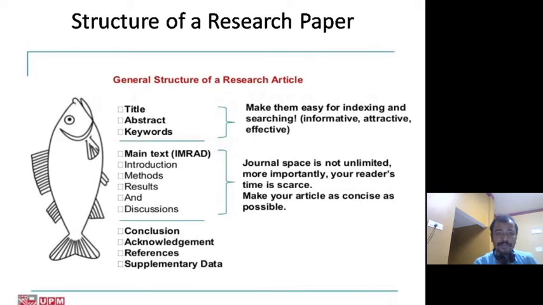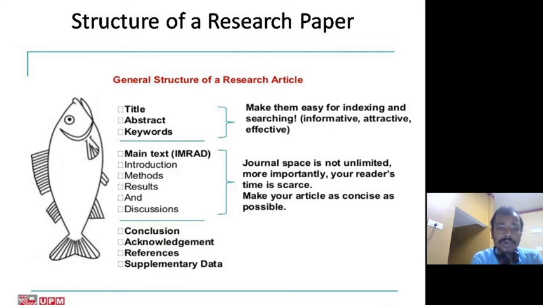A research paper is basically divided into three parts. The first part is the head part, which consists of the title of the paper, the abstract of the paper, and the keywords. Keywords are for easy searching from the web.